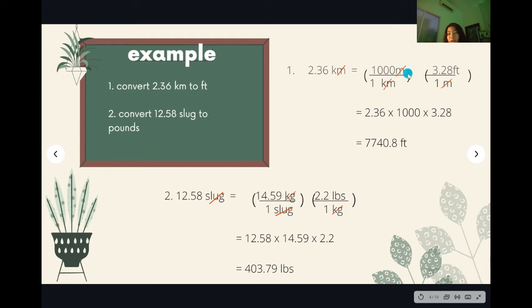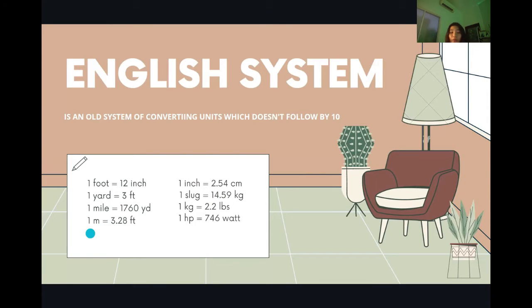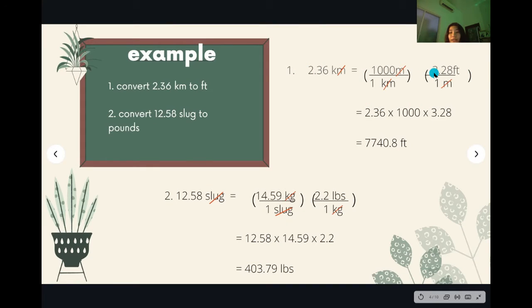The meter we need to change into foot. So we use 1 meter equals 3.28 feet, and we write it as 3.28 feet over 1 meter. Don't forget the parentheses. Now we can cancel out this meter, and we calculate 2.36 times 1000 times 3.28 equals 7740.8. The unit is foot because foot is the only unit left.